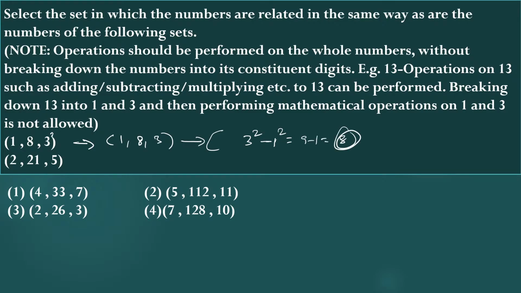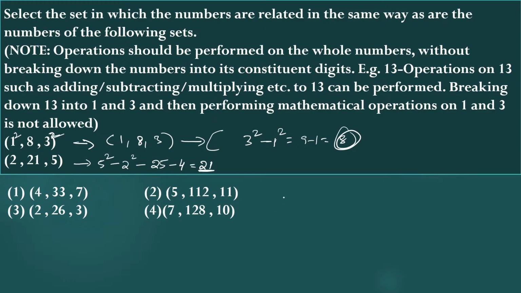Third number square minus first number square, place the value in the middle. And here, third number square 5 square minus first number square 2 square. So 5 square is 25 minus 2 square 4, we get 21. Which option will satisfy the same condition?